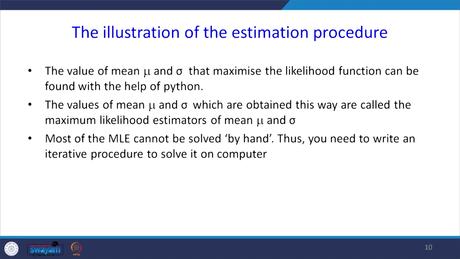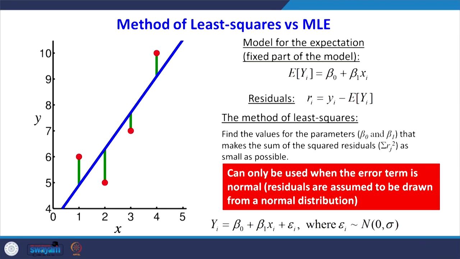Thus, you need to write an iterative procedure to solve with a computer, which I will demonstrate at the end of the class. Now, we will predict the parameters of a simple regression equation. When I started the regression, I explained that the parameters of the regression equation were obtained by the least square method, where the sum of the squares of the error is minimized.